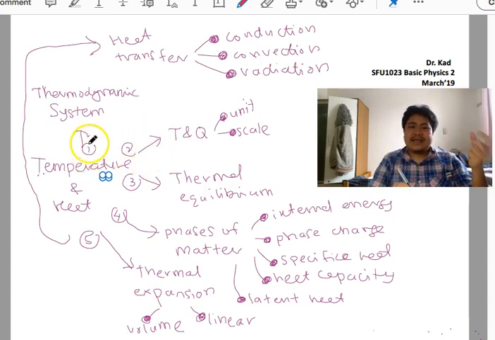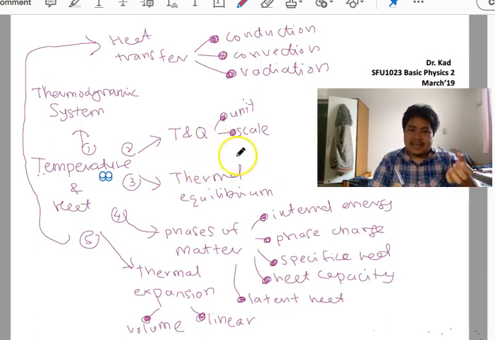First is thermodynamic system. So what is thermodynamic system? We will look into it after this. And then the relation between temperature and heat. For temperature, we usually use big T, and for heat, we usually use the symbol Q. Under this, we will study what is the unit of temperature and what is the unit of heat.